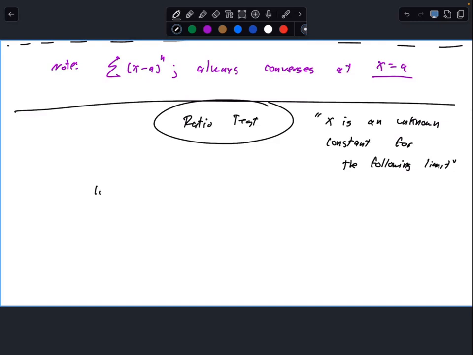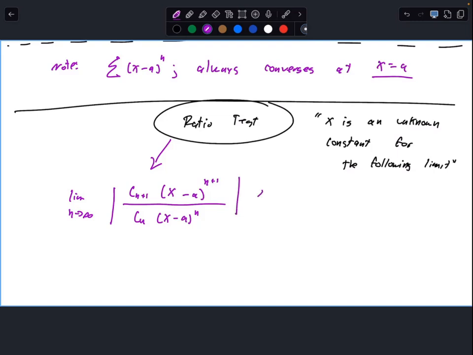The limit as n approaches infinity, this is using the ratio test right here, of the absolute value of c sub n plus 1 times x minus a to the n plus 1. That's just, remember, the nth plus 1 term over the nth term, c sub n times x minus a to the n. We know that this must be less than 1.